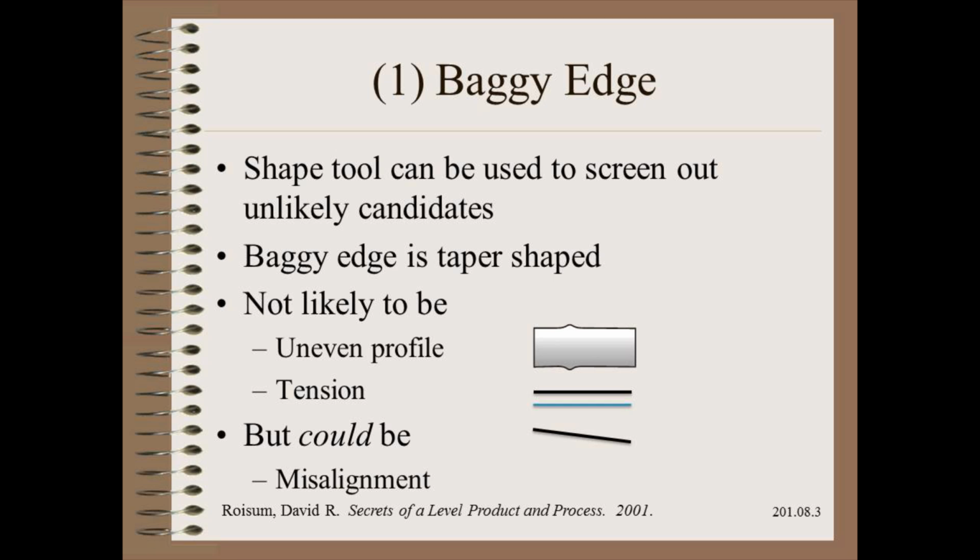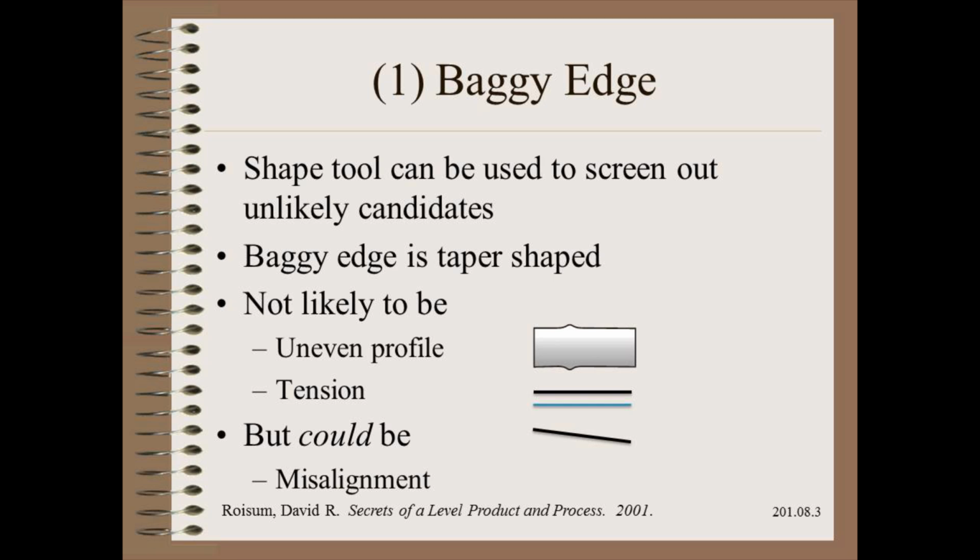The most useful application of the shape tool is to screen candidate causes. In the case of a single baggy edge, the problem is most clearly different on one edge than it is on the other. In that case, the cause must be different on one edge than the other. The simplest shape meeting that description is a linear taper.